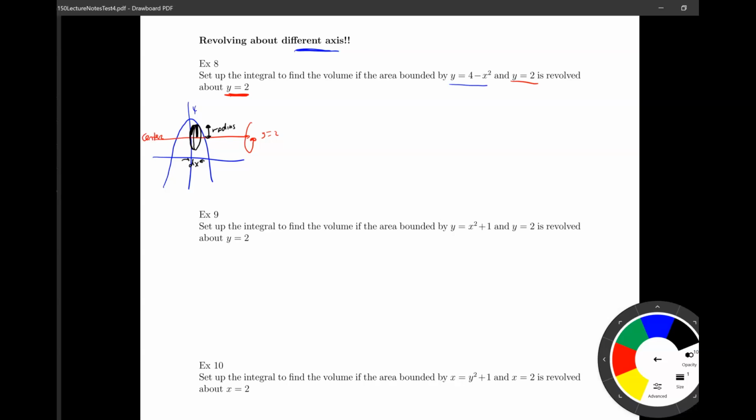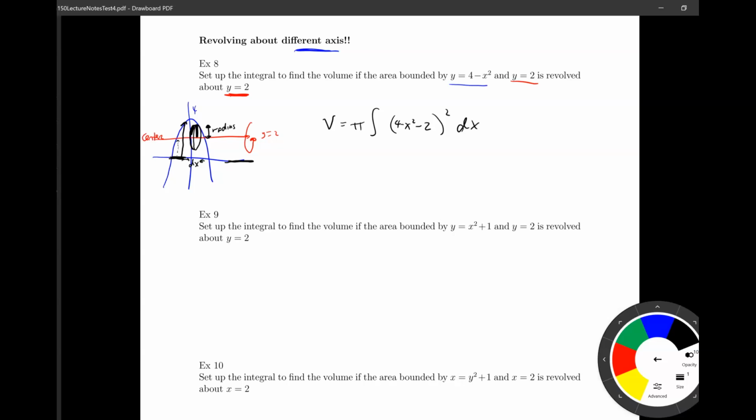All right, so it still is making a disk. So the volume will be pi radius squared dx. All right, so let's check out this radius. How can I find this distance here? Everything gets measured here from the x-axis. So I'm going to go all the way up to the parabola, and then take this up to y equals 2 away. So go up to 4 minus x squared and subtract off 2.